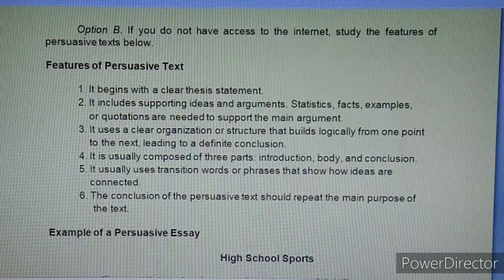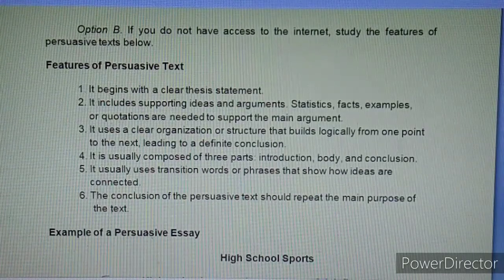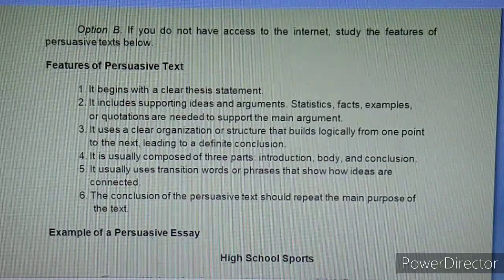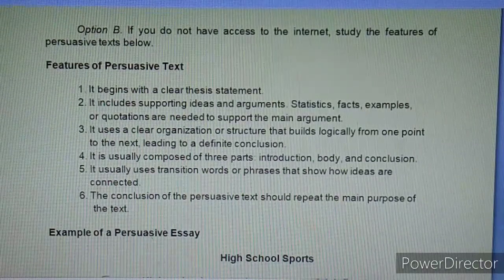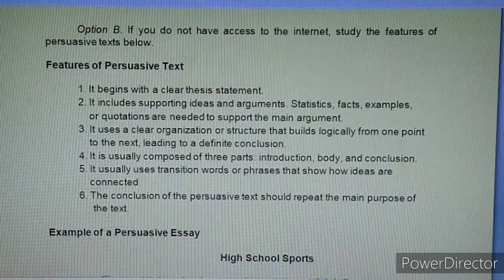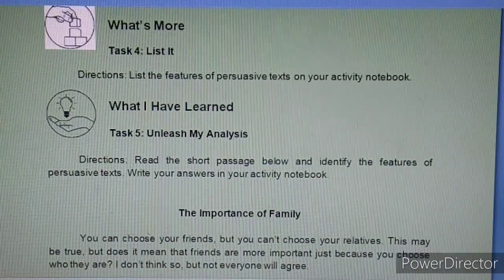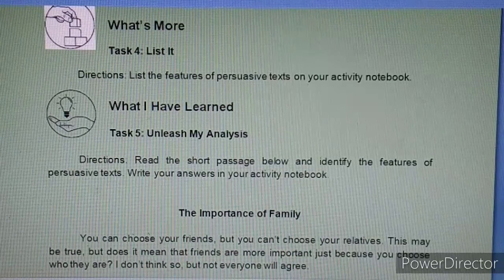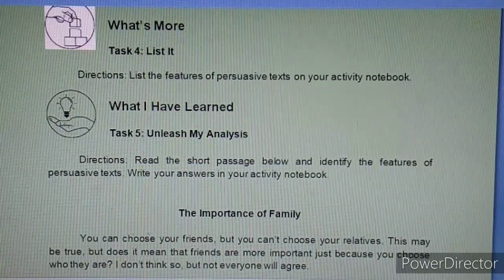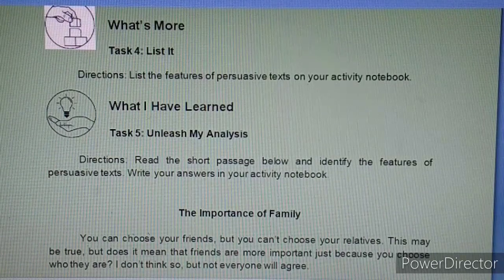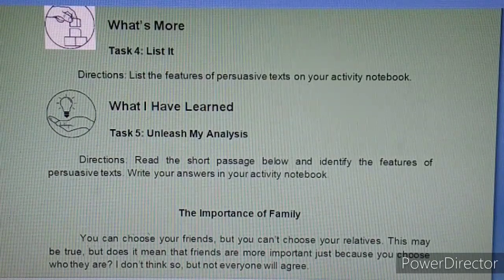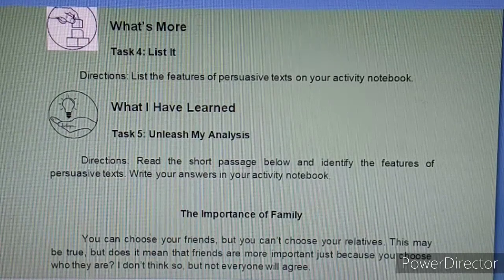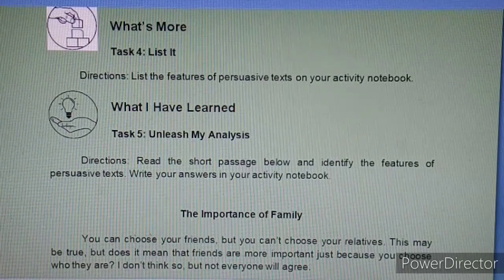This time, using your module, I want you to study the features of persuasive text below and also the example of a persuasive text which is entitled High School Sports. I want you to read the example. Are you done reading? So let us now continue with Task 4, List It. Here are the directions. List the features of persuasive text in your activity notebook or in your answer sheet.